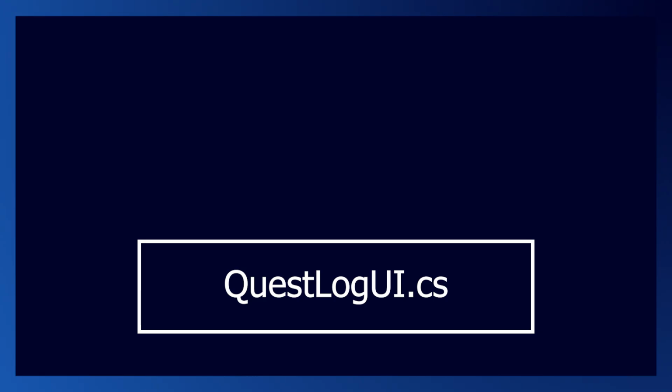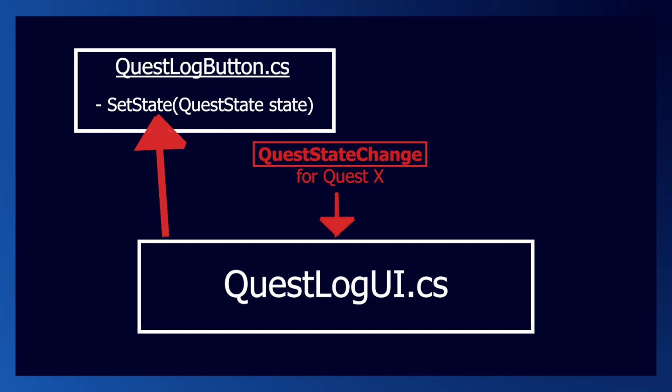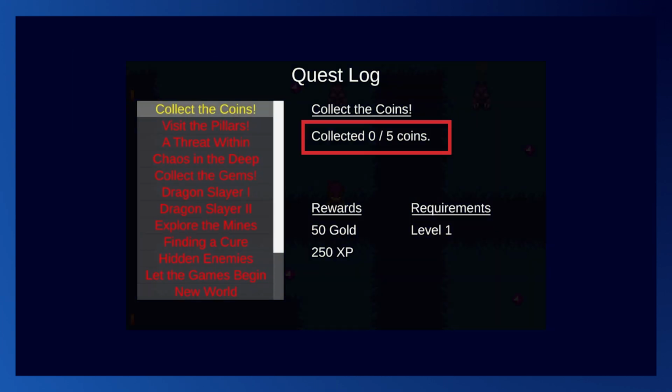However, to be a bit more direct, since the quest log UI will already be receiving quest state change events, we can create something like a set state method for the quest log button, which changes the button's color depending on the incoming progress state, and then call that method from the quest log UI anytime we receive a quest state change event.